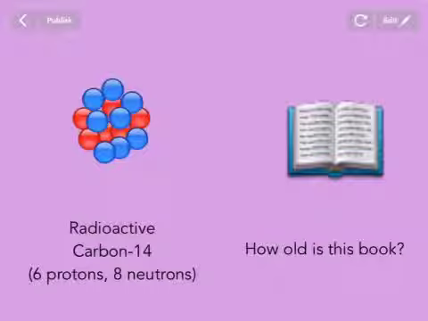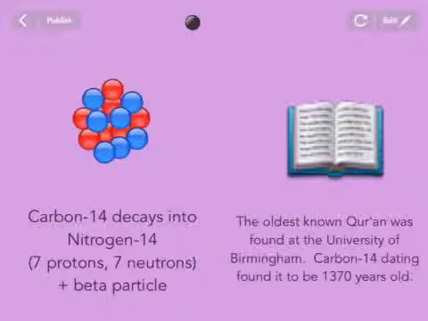Archaeologists use the rate of carbon-14 decay in order to find out the age of objects. So radioactive carbon-14 has 6 protons and 6 neutrons. Carbon-14 decays into nitrogen-14. It has 7 protons, 7 neutrons, and 1 beta particle is being released.